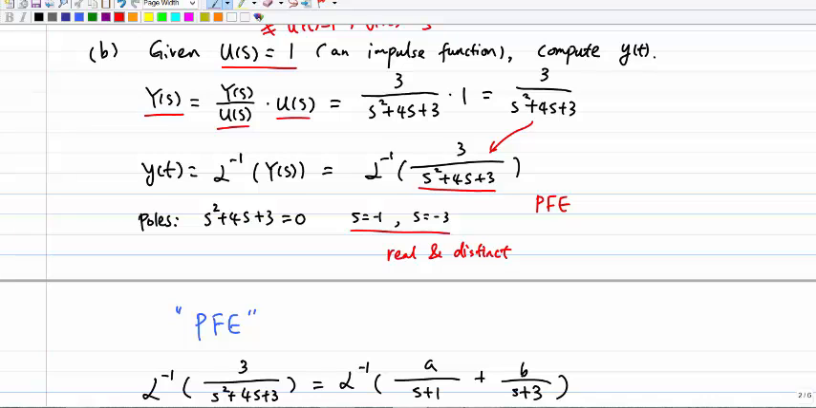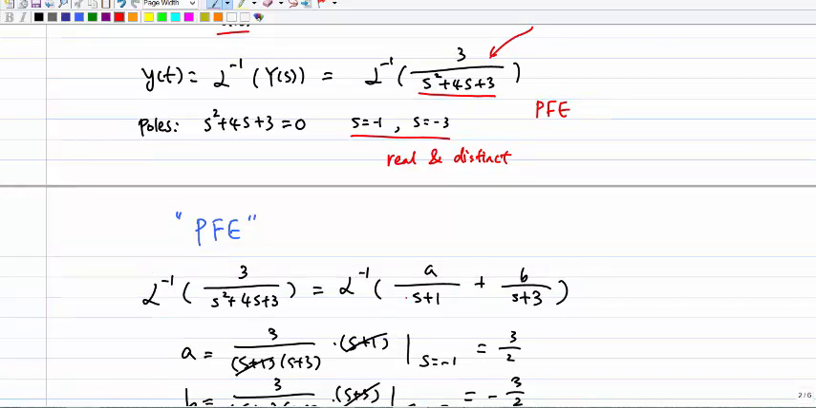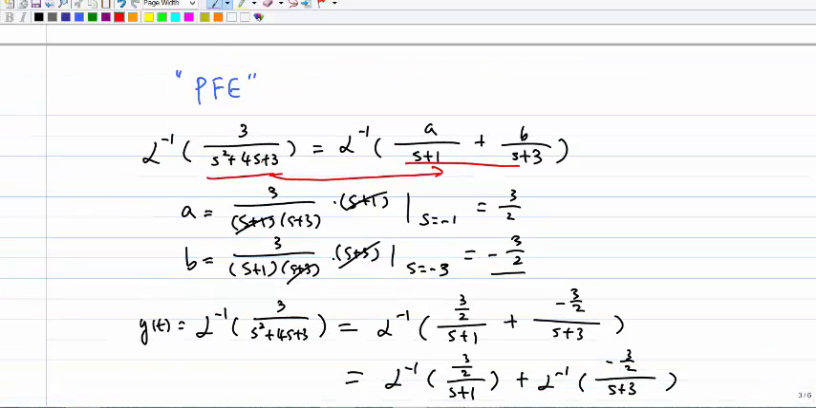So again, this can be written as just the sum of these two, right? So I have to figure out just the a and the b value. So a is again the original function right over here, times the denominator, s plus 1, evaluated at whatever value makes the denominator 0, which means s equals -1. Okay, so the value is 3 over 2, and b follows the same procedure, which is -3 over 2.